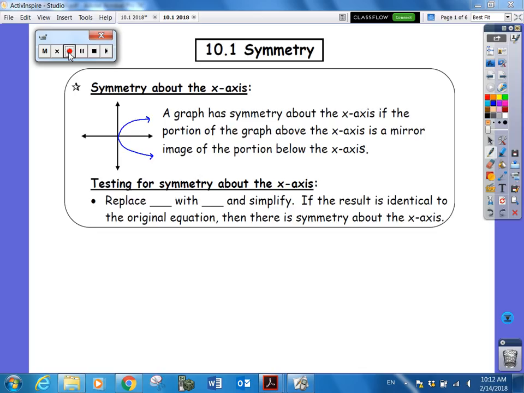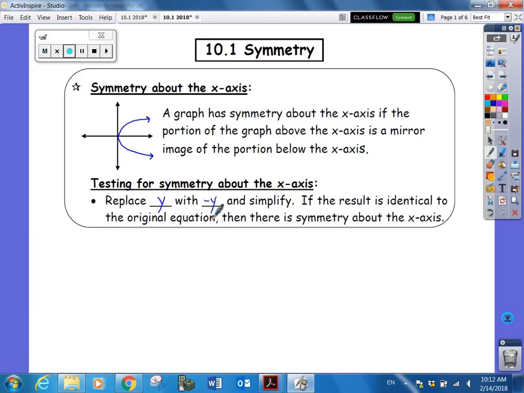But this first one, symmetry about the x-axis. If you're looking at a picture, it's very easy to tell if it has symmetry about the x-axis. Here's the x-axis. Is it a mirror image over the x-axis? We can tell very easily that it is. But when it's an equation and not necessarily a function, some x's and y's and numbers all mixed up together, can be squared, cubed, rooted, anything, we have to have a way to do that algebraically because we can't always just graph it.